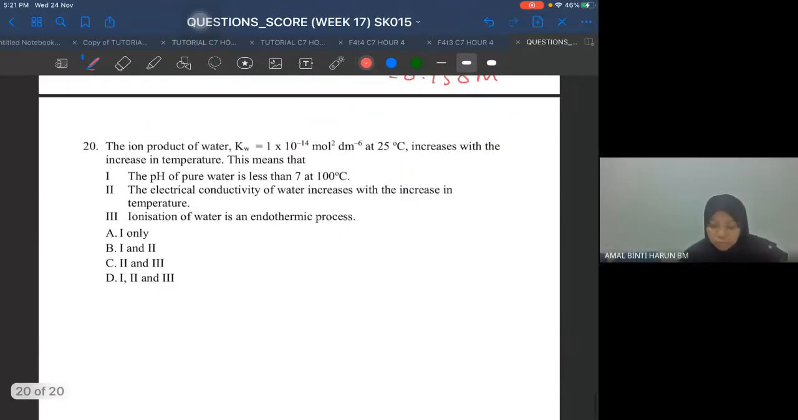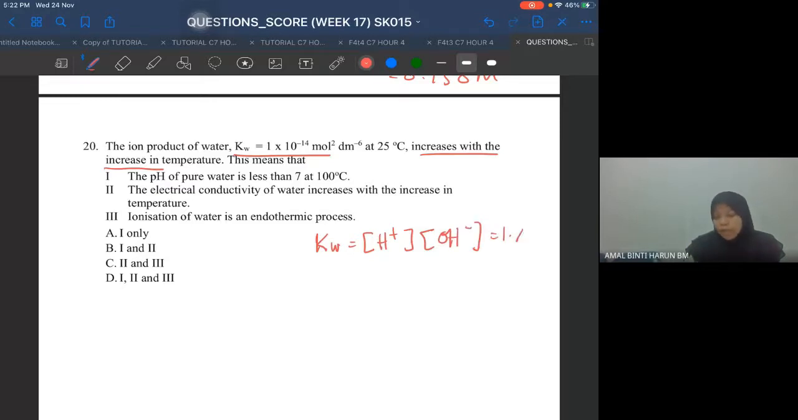And the last one. Okay, I cannot brain anymore dah. Kw given increases with the increased temperature. So this means that, okay, apa hubungan Kw ni? Kw adalah concentration H plus dan juga concentration OH minus, 1 point exponent negative 14. Okay. So dia kata apa? pH of the pure water is less than 7. Ya ke? Obviously salah lah kan? Pure water sepatutnya sama kan?